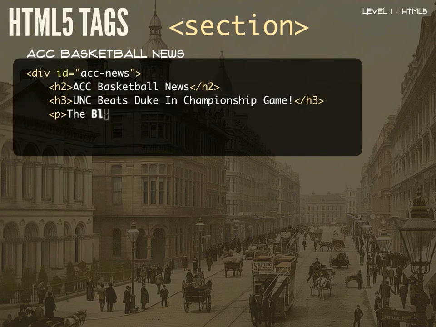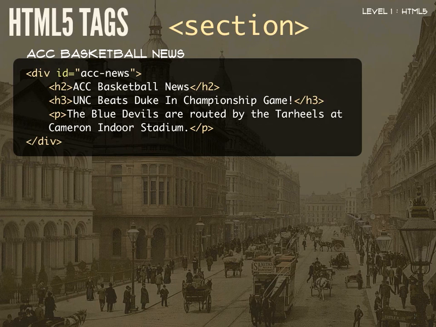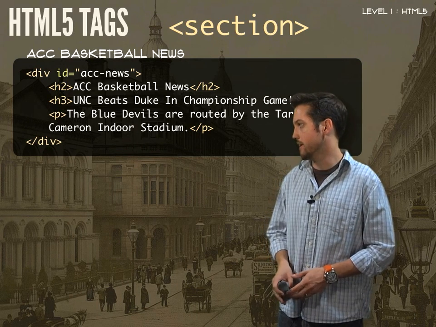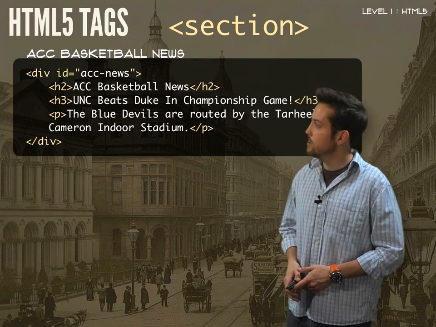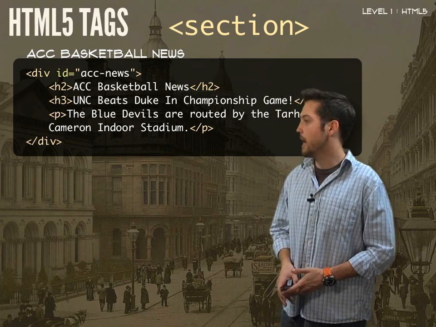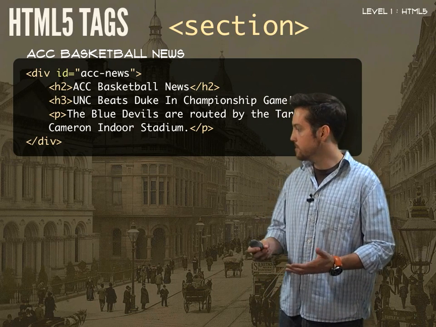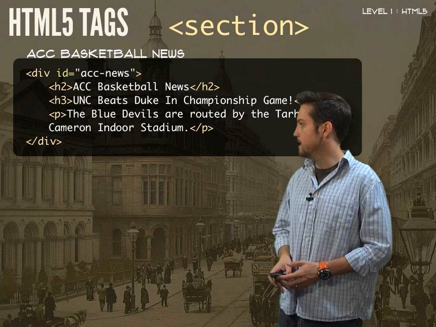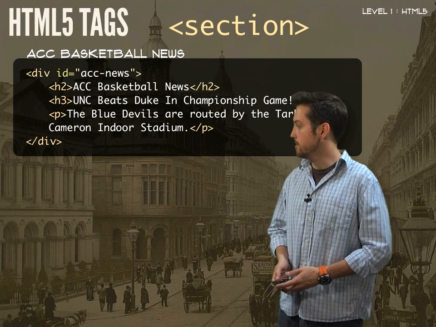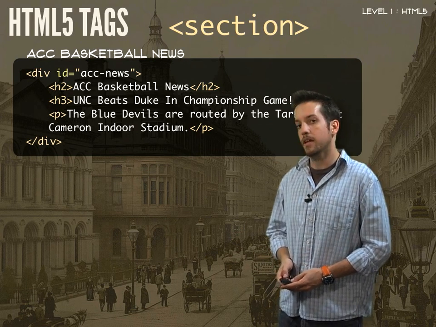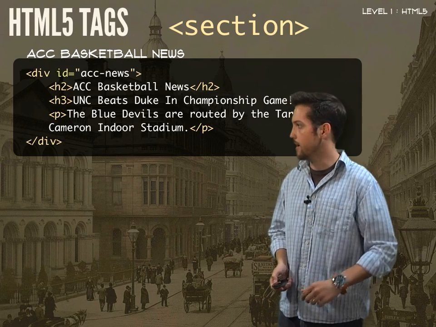Let's say we have a section of our site called ACC Basketball News. Previously, we might have marked up this section like so. Div ID equals ACC News. Then we have a title, ACC Basketball News, a subtitle, UNC beats Duke in the championship game, and then our paragraph content. So how might we mark this up in HTML5 using this section tag?